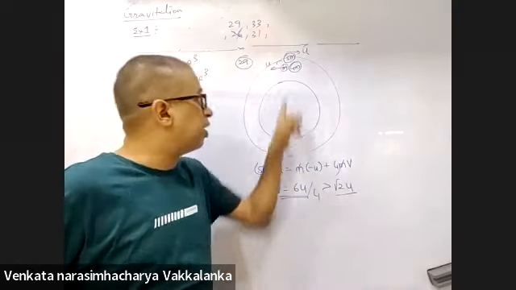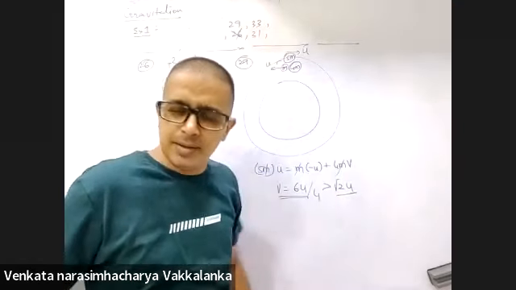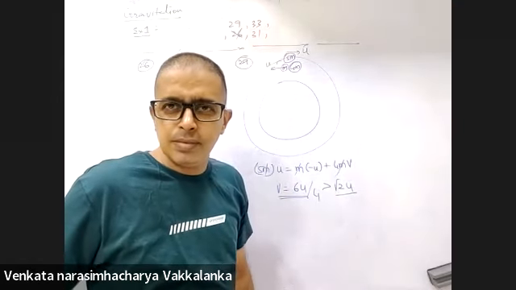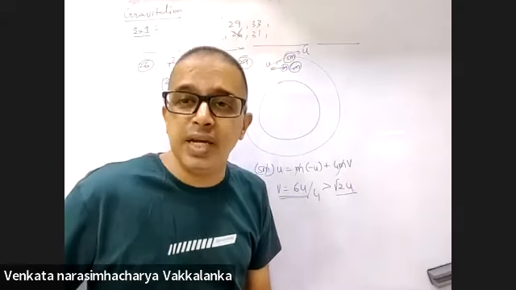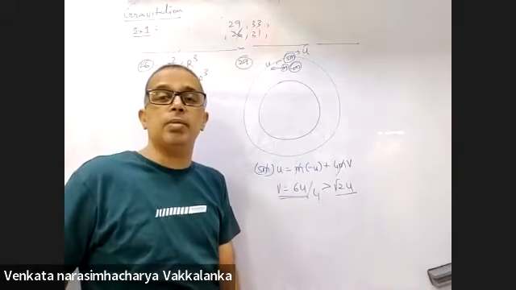So that means 4m acquired a velocity greater than escape velocity. It will escape from Earth's gravity. It will not be in a bound orbit. It will be in an unbound orbit.